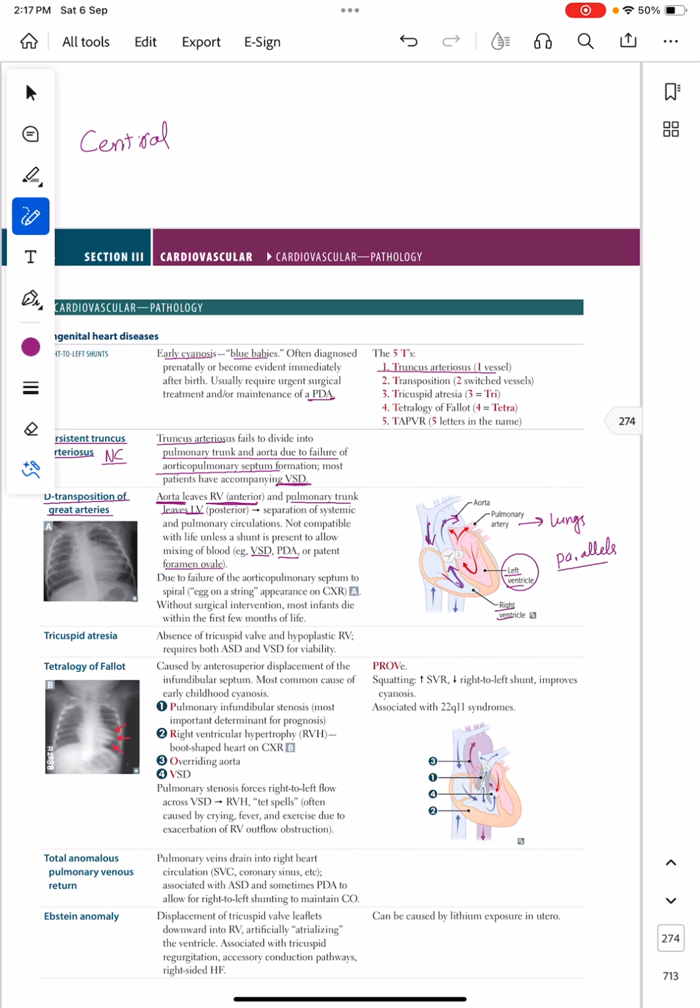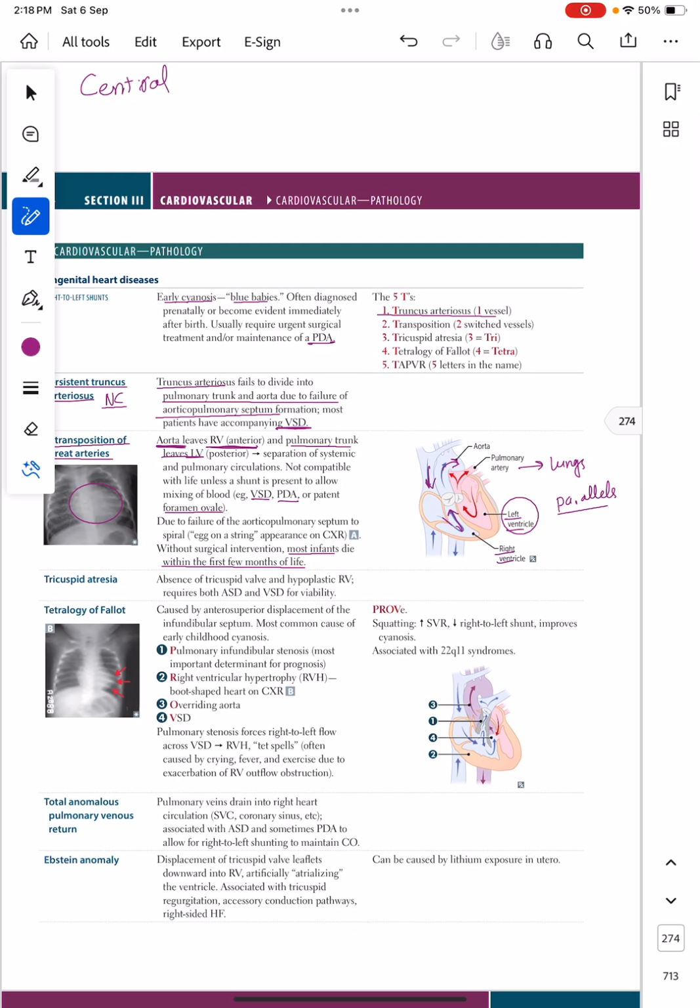Due to failure of the aorticopulmonary septum to spiral, there is no spiraling, and here what happens is the aorta, due to arising from the right ventricle, is anterior in position to the pulmonary trunk. That's why it gives an egg-on-string appearance on chest X-ray. And without surgical intervention, most of the infants die within the first few months of life. So this is very important.